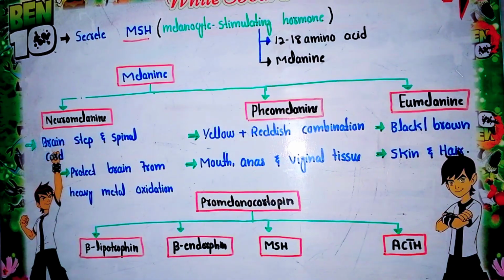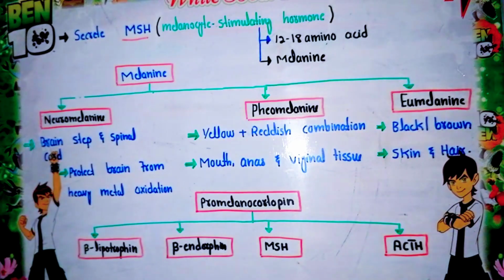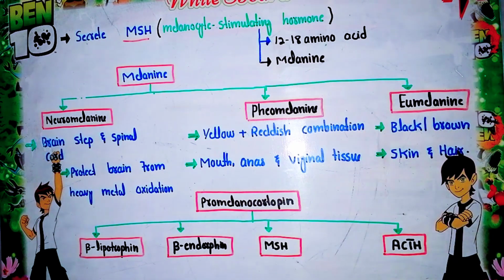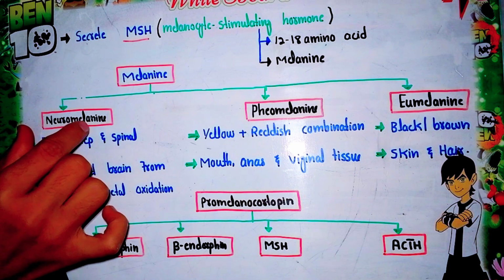Now this melanin, we have three types of melanin on the basis of their colors and their location. The first one is neuromelanin, the second one is pheomelanin, and the third one is eumelanin. We are familiar with this eumelanin. Now the first one is neuromelanin. So this is basically, as the name indicates, neural.